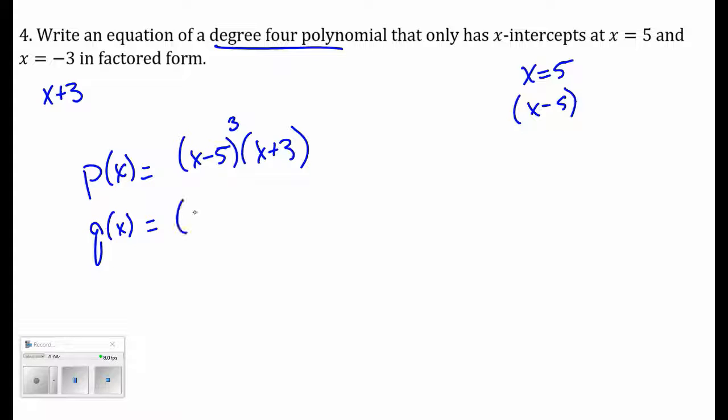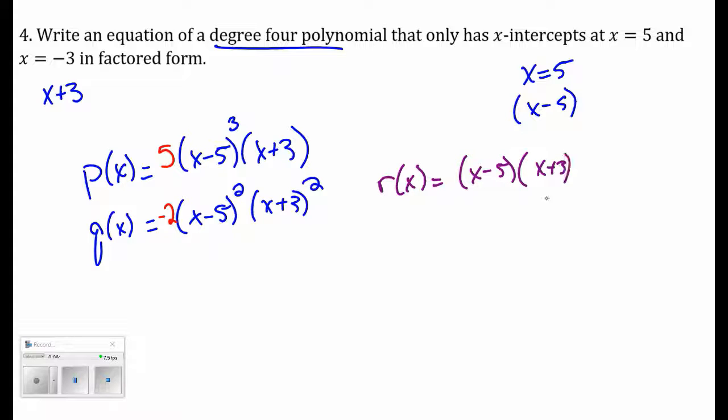Or you could say, well, maybe I have a repeated x minus 5 factor and an x plus 3 factor that is also repeated. That also gives me a degree 4 polynomial. Or maybe you like both of those but want to have a leading coefficient. Having a leading coefficient doesn't change the degree of the polynomial. And the last case that I could possibly think of is you add a factor that doesn't have any x-intercepts. So if you add something like x squared plus 1, x squared plus 1 doesn't have any x-intercepts. So you've created a degree 4 polynomial that still only has those two x-intercepts.